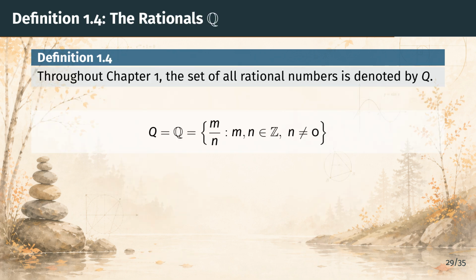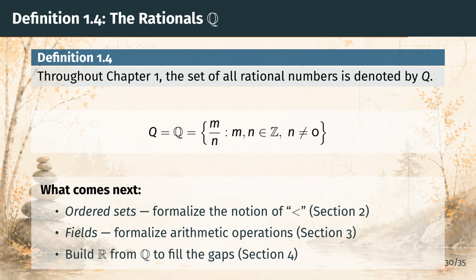Definition 1.4 simply establishes notation. The letter Q will denote the set of all rational numbers throughout Chapter 1. These are all numbers of the form m over n, where m and n are integers and n is not zero. Rudin uses a plain Q without the blackboard bold styling, but we will use the modern notation, blackboard bold Q, interchangeably. This is our starting point, and the rest of the chapter builds from here. This is the starting point for our construction.